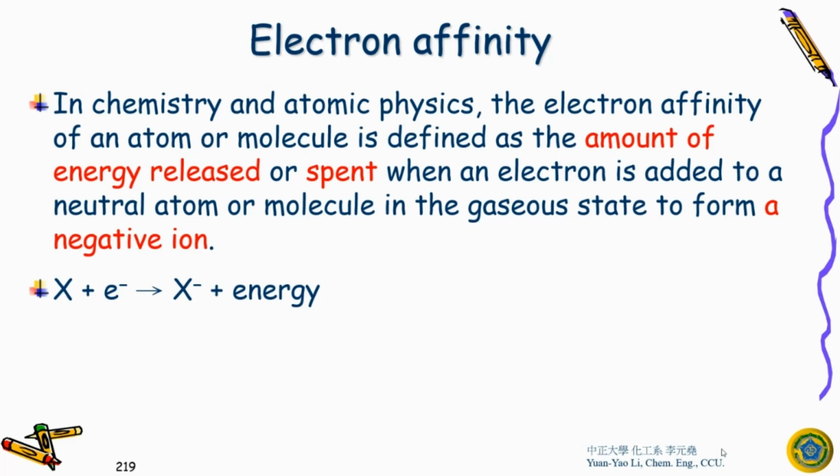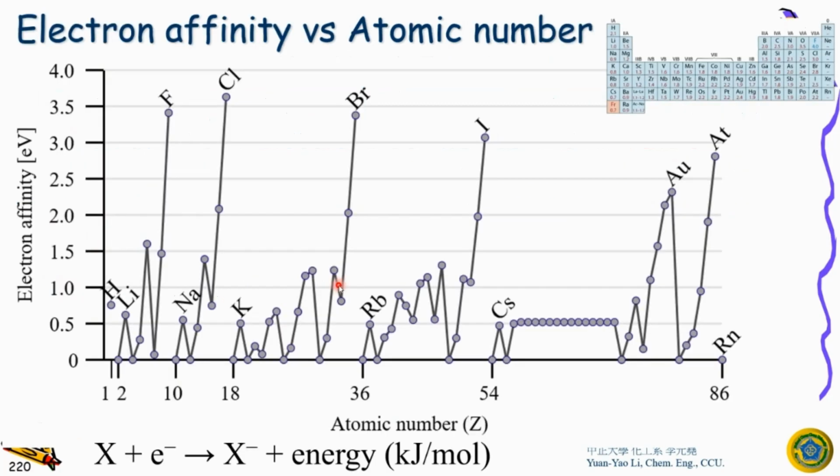What is electron affinity? In chemistry and atomic physics, the electron affinity of an atom or molecule is defined as the amount of energy released or spent when an electron is added to a neutral atom or molecule in a gaseous state. Why gaseous state? Because it doesn't want to be influenced by adjacent atoms. In a gaseous state to form a negative ion. The chemical formula looks like this. You have a neutral element, and you gain an electron and become an ion, whether you like it or not. Then there will be energy. It can be released energy, or it can be received energy.